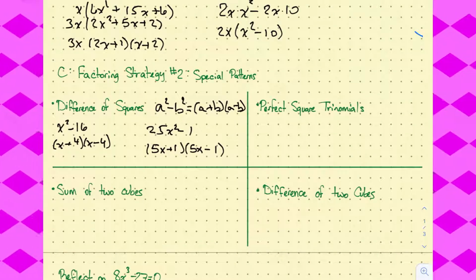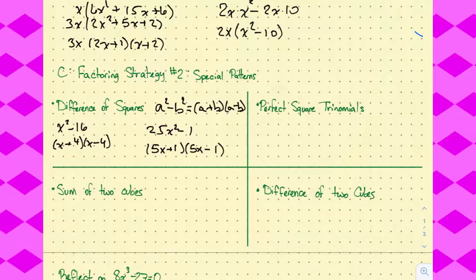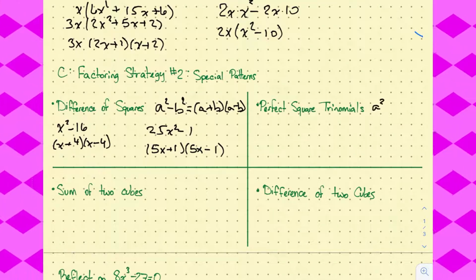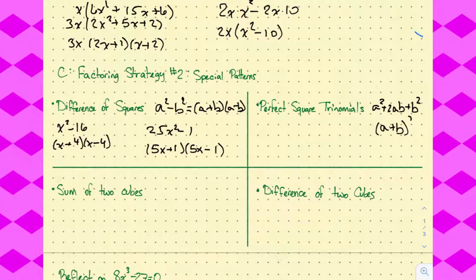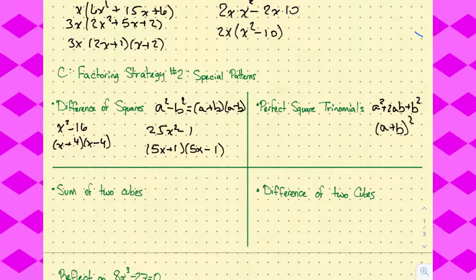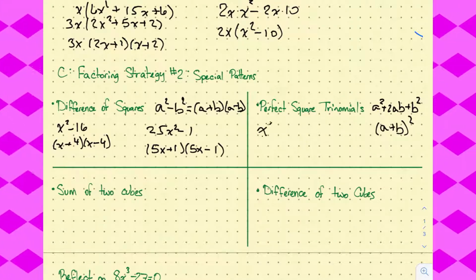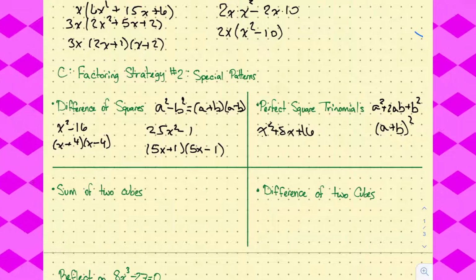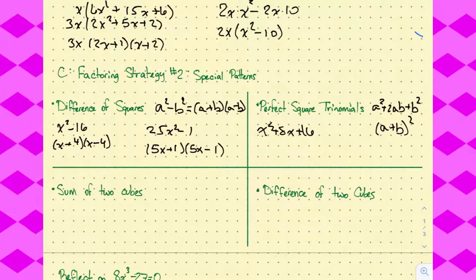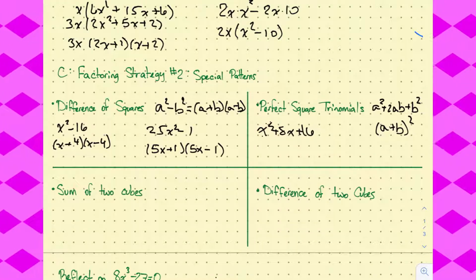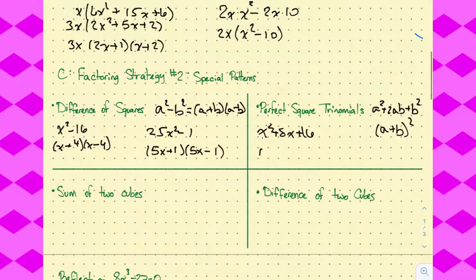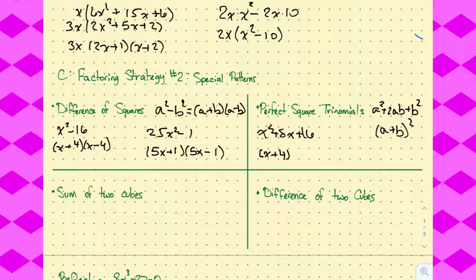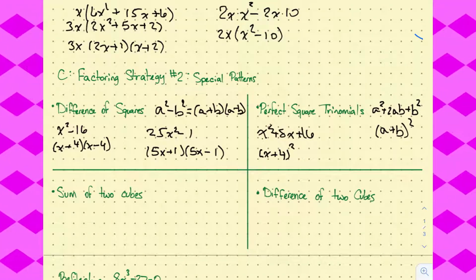Perfect square trinomials we've seen in the past. We most recently used these when we were trying to complete the square. A perfect square trinomial looks like this, and it will factor to a plus b squared. So for example, we might have seen something like x squared plus 8x plus 16. That would factor to the square root of x is x. The square root of 16 is 4, so x plus 4 squared.